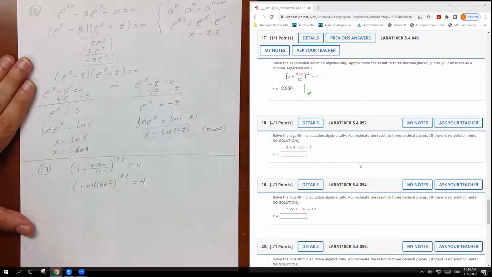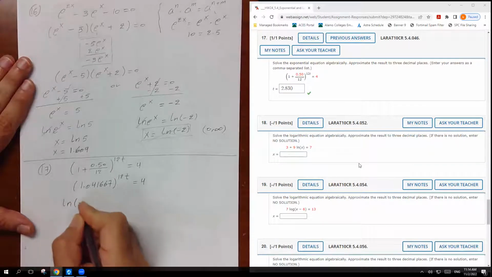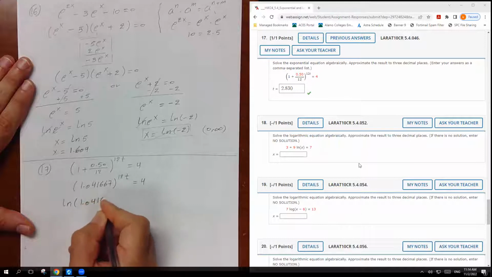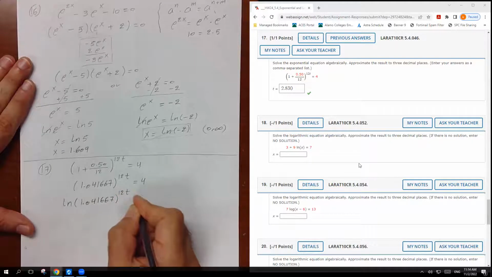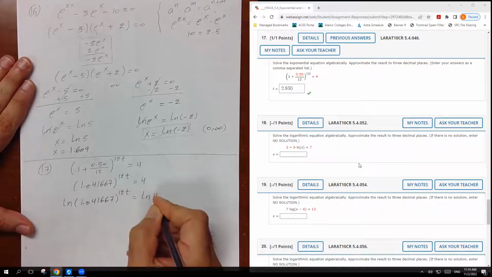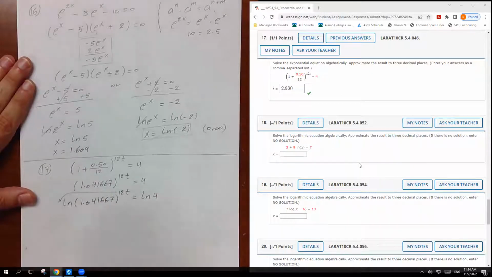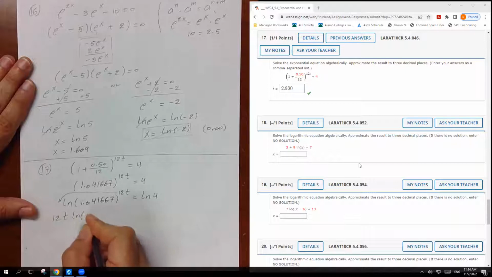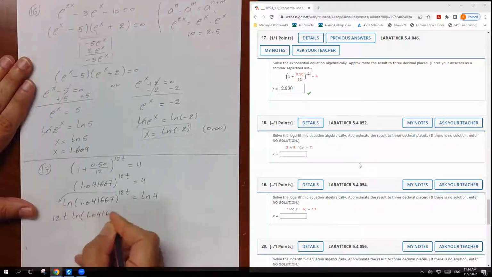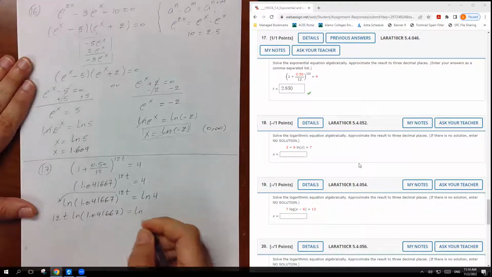So the next step, we're going to take the ln to both sides. That means ln to 1.041667 to the 12t equal ln to the 4. The next step, we're going to use the power property. So it's going to be 12t ln 1.041667 equal ln to the 4.